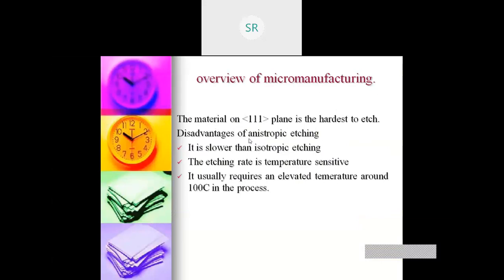So now, the disadvantage of anisotropic etching. We have seen the isotropic etching, and the disadvantage of anisotropic etching is that it is slower than isotropic etching. The etching rate is temperature sensitive, so that means it's a function of temperature. As I increase the temperature, the etching will become perfect. It usually requires a temperature of around 100 degrees in the process. So this is the disadvantage of anisotropic etching.